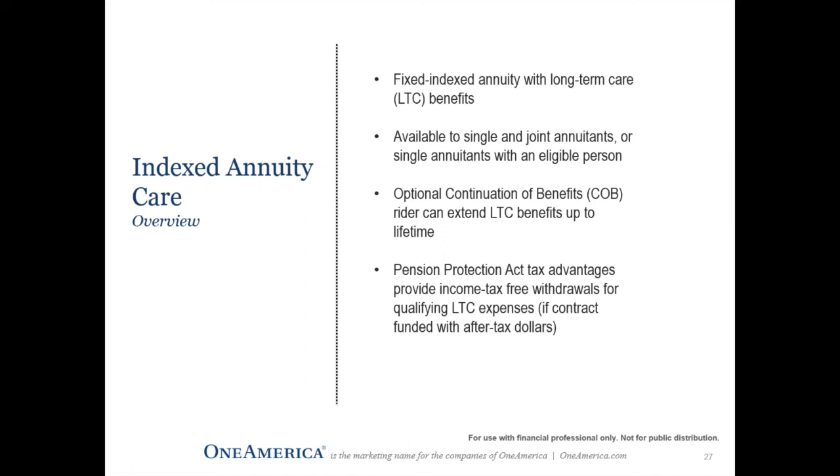Now, you see some points here. It's an index contract. It can be single or joint. You can add that rider like we talked about, double and triple when you're going to lifetime. And it's also Pension Protection Act endorsed. So, very similar in concept to Annuity Care 2. Really, the only difference is how we're going to fund this continuation of benefits rider and how the interest is going to be credited in the annuity policy.